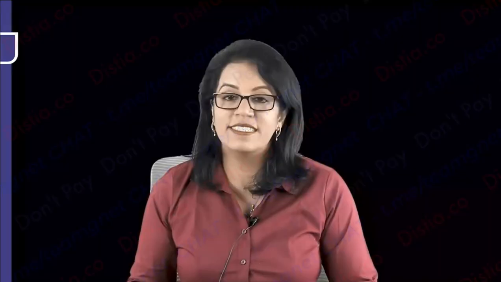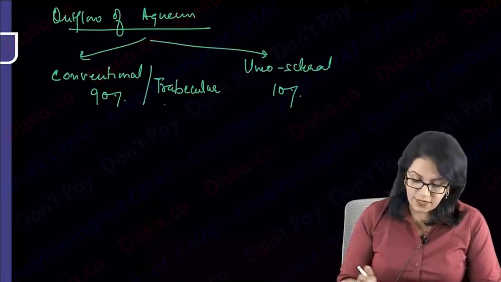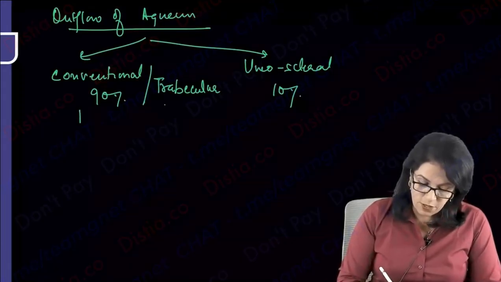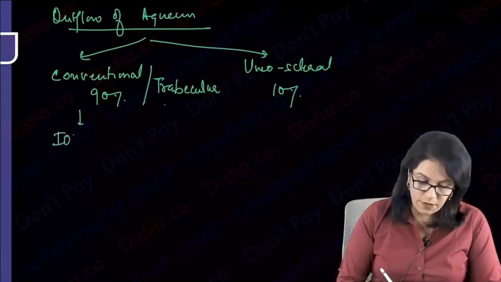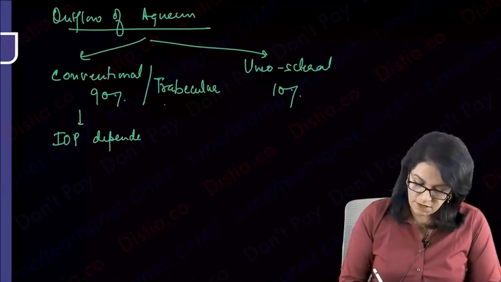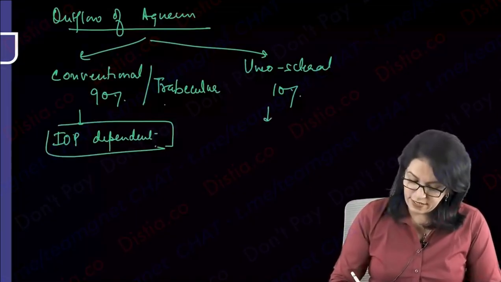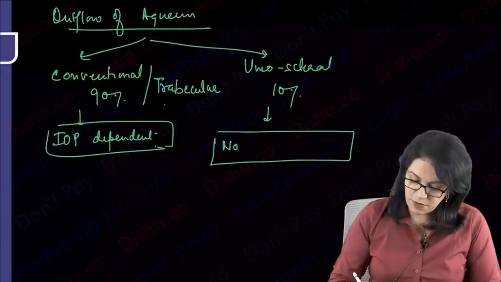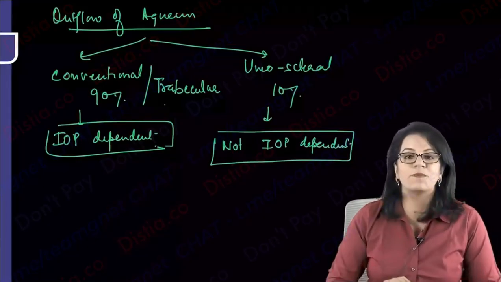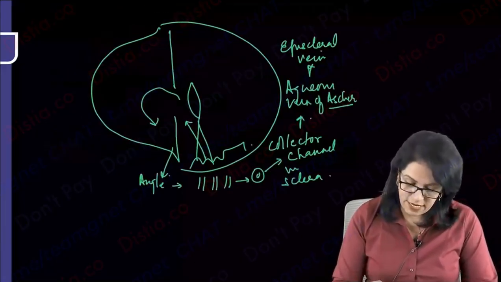One more important and interesting thing: trabecular outflow is intraocular pressure dependent. So when I say this, we can write this point here, IOP dependent. The more the IOP, the more it can increase. So it's an IOP dependent process. But when you talk about uveoscleral outflow, write down here, this one is not IOP dependent. So that's another important point here. Now when we talk about uveoscleral outflow, let's talk about that as well.